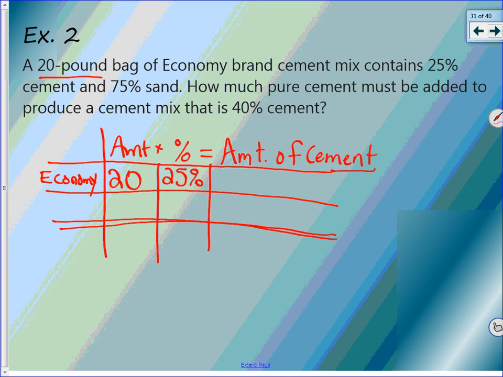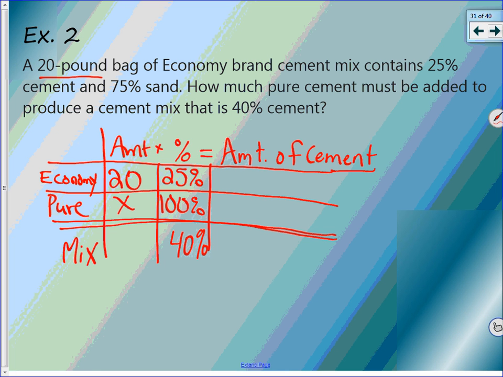How much pure cement, so this is pure cement, and it says how much. So since I'm asking how much, my amount is unknown. So I'm going to call that X. If it's pure cement, what's my percent? 100 is all cement. How much pure cement must be added in order to produce a cement mixture that's 40% cement? Yep, we want the mixture to be 40%. So this is our mix.